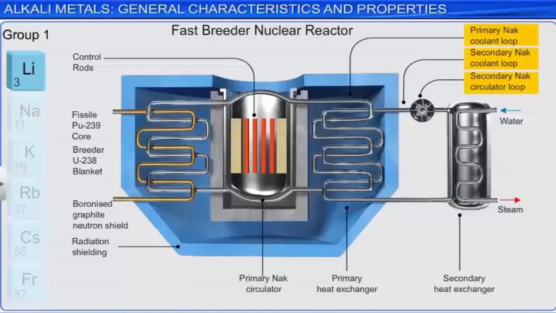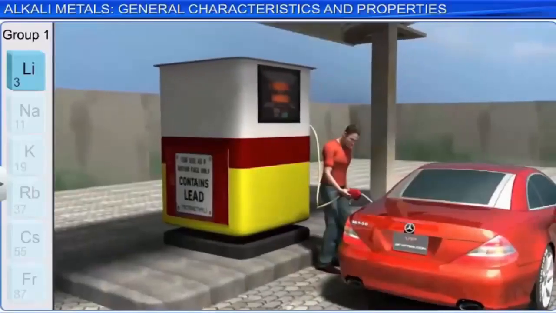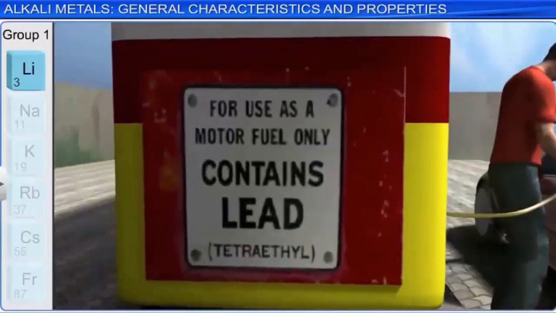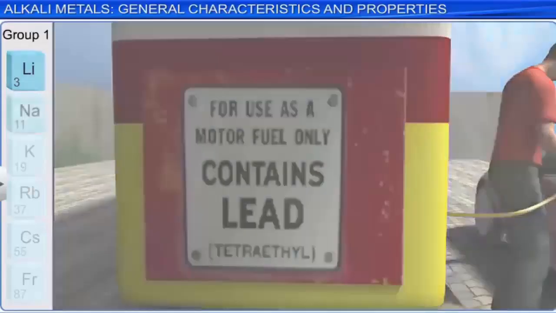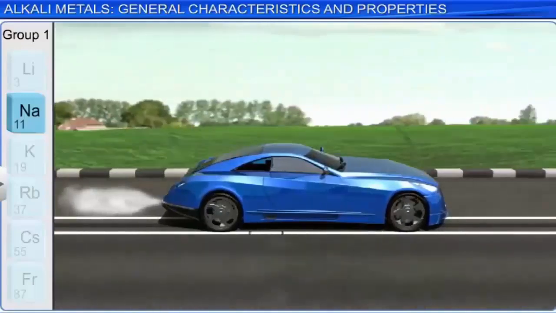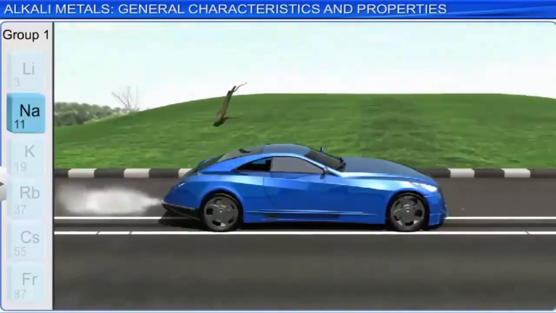Liquid sodium is used as a coolant in fast breeder nuclear reactors. At one time, a sodium-lead alloy was used to produce organo-lead compounds, such as tetraethyl lead, which was used as an anti-knock agent in automobile fuel. The use of leaded gasoline was phased out due to the environmental pollution that it caused.